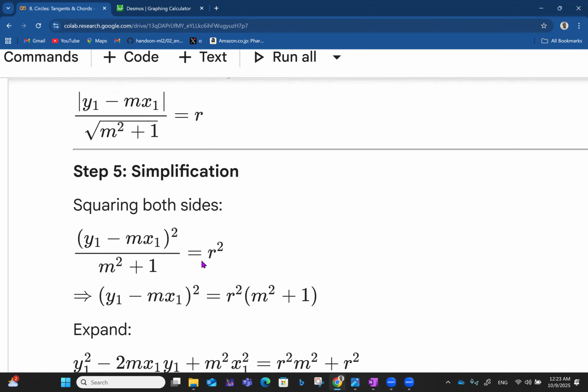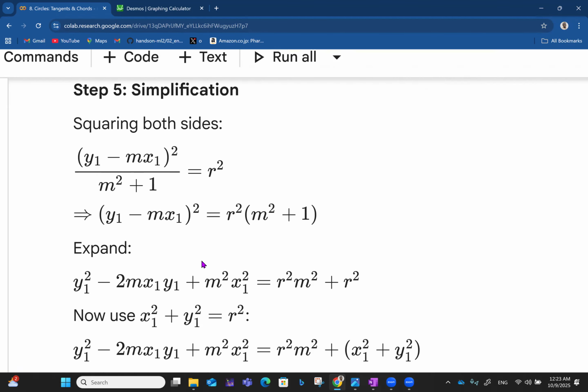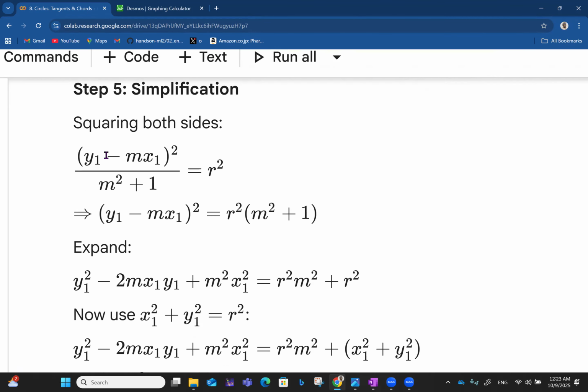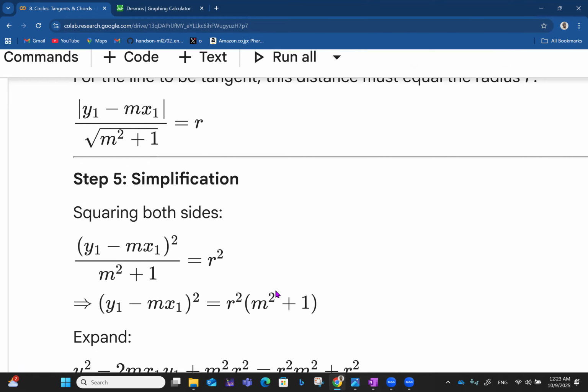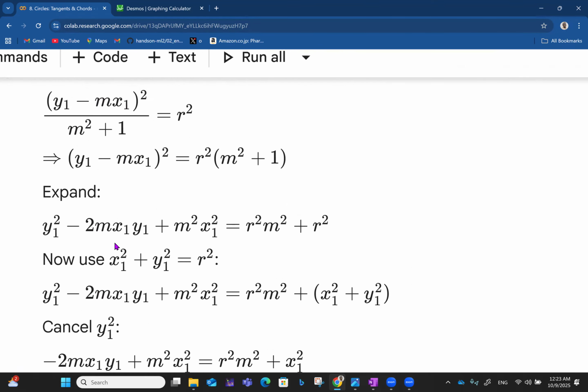If we simplify that, squaring both sides, the square root will be gone here, and this is r squared. So you have y1 minus mx1 all squared, all over m squared plus 1, equals r squared. So we can tidy things up. We have y1 minus mx1 all squared equals r squared times m squared plus 1.